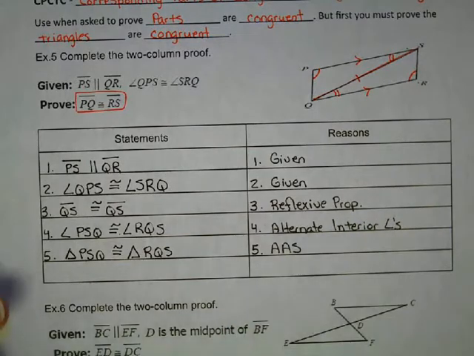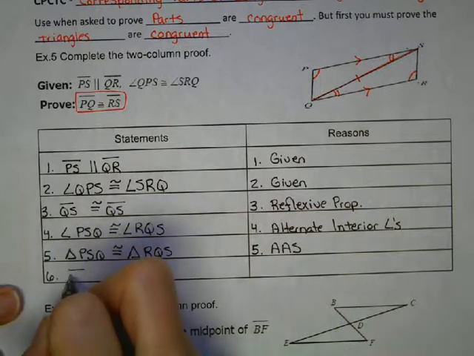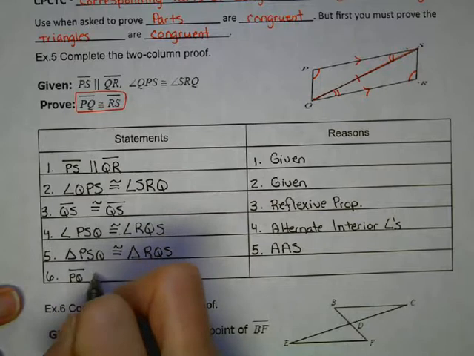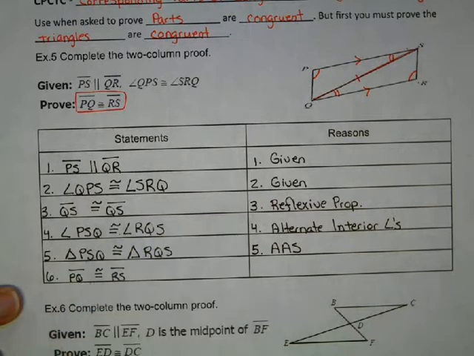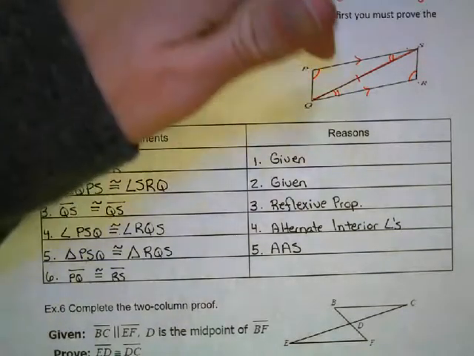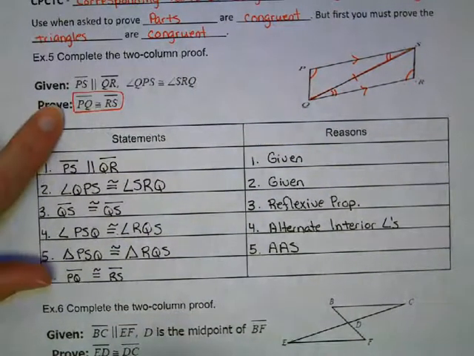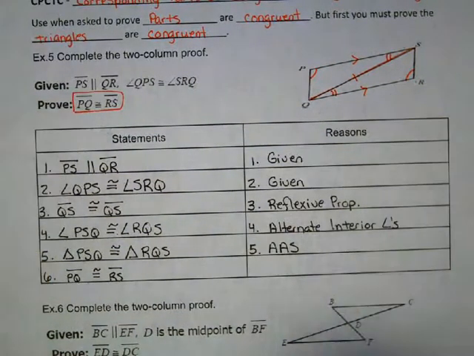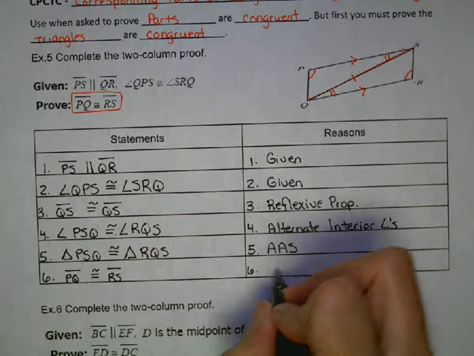So now that I know that the triangles are congruent, I can now say any part in that triangle, any angle, any side, is congruent. So I could have said, they gave us angle P and Q. I could say side PS and side RQ. Or this one asks for side PQ and RS. It doesn't matter. Once the triangles are congruent, you can say any part of the triangle is congruent by CPCTC.